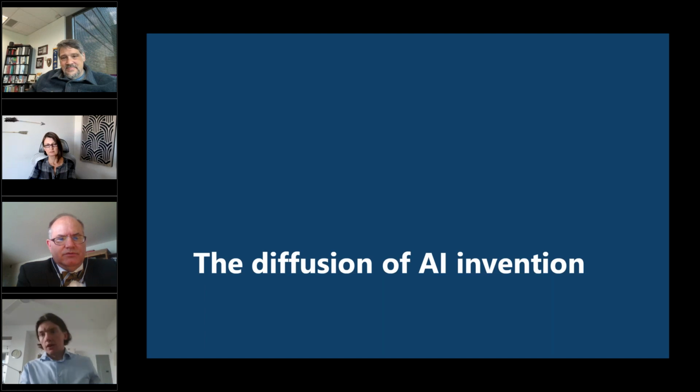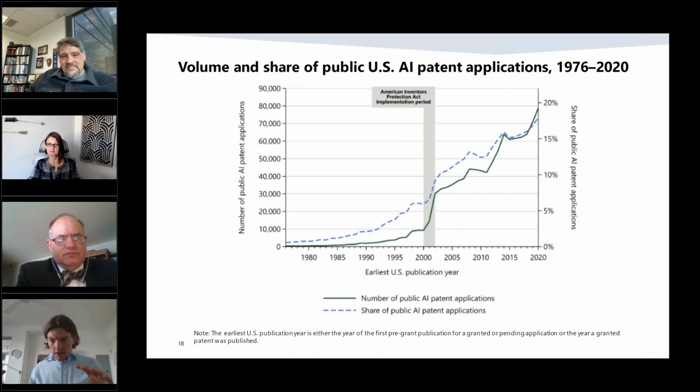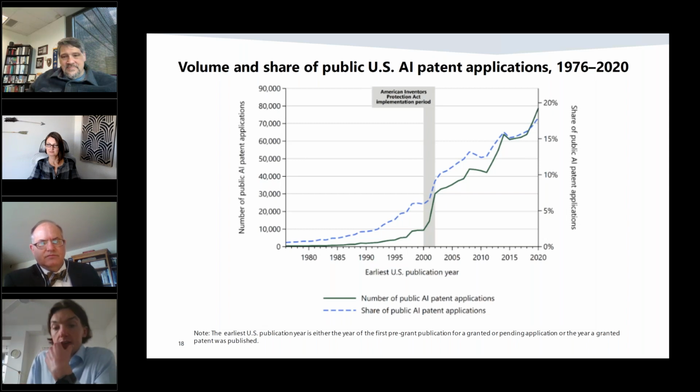So let me just quickly go through this, and maybe there'll be some questions. We took the data set and we released a report a couple of years ago called Inventing AI. It really just looked at the diffusion of artificial intelligence invention across technologies, across patenting firms, and all this kind of stuff.